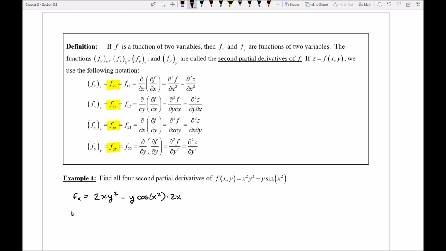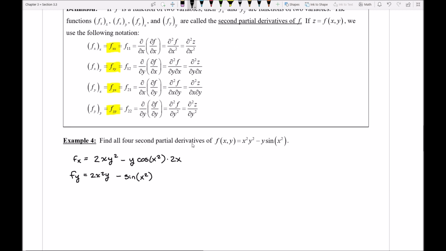Okay. For my fy, my partial with respect to y, I'm going to treat y like the variable and x like the number. So here I'm going to get a 2x squared times a y, using just a basic power rule. And then over here, I'm going to get something really simple, just a sine of x squared. That's kind of like the coefficient on the y, and so that's all that's left after I do the power rule.